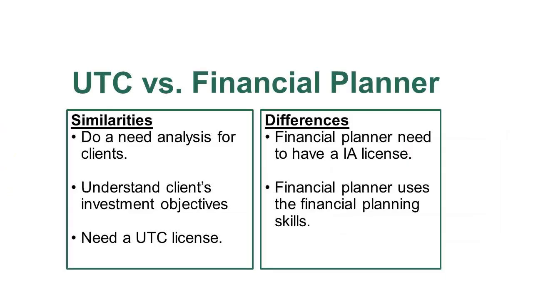So what's the difference between unit trust consultant and financial planner? Both financial planner and unit trust consultant do analysis for the client. They also understand the objective of the client, and they need a unit trust consultant license, which means the FIMM exam. However, financial planner, they have higher level. They need an investment advisor license. And then you use your full skill of everything to plan for the client. Alright? So depending on what level you want to do this or you want to go higher. But everyone will have to do this basic. Okay? Anna?